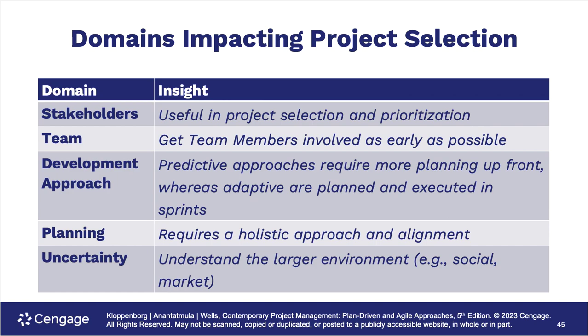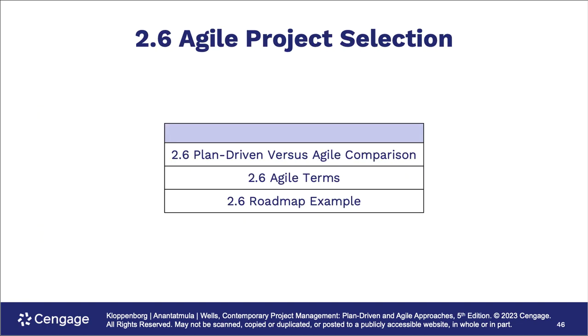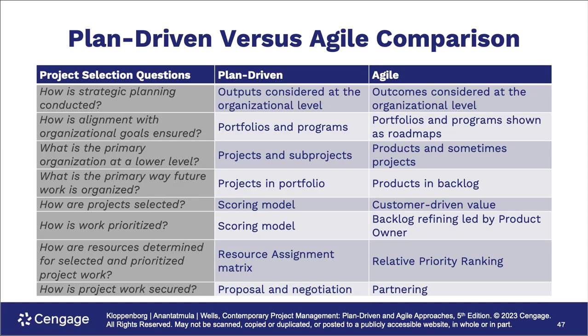So the stakeholders, domains impacting product selection: who are the stakeholders, who are the teams, what's the development approach, what's the type of planning that we're doing, and what's the level of uncertainty or risk. The larger environment. Again, this is a strategic level decision. Just a couple of the points here quickly. Agile versus plan driven. So remember, we're talking mostly agile in this book. So always keep that in mind. But it's not to say that plan driven isn't important, but with agile we can change if we need to.